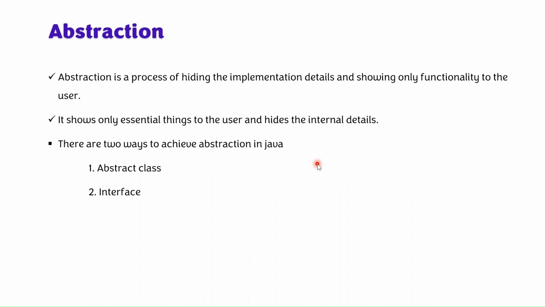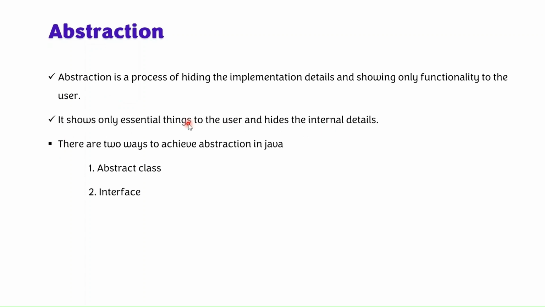What is abstraction? It is a process of hiding the implementation details, showing only functionalities to the user. That is called abstraction. It shows only essential things to the user. It hides the internal details.